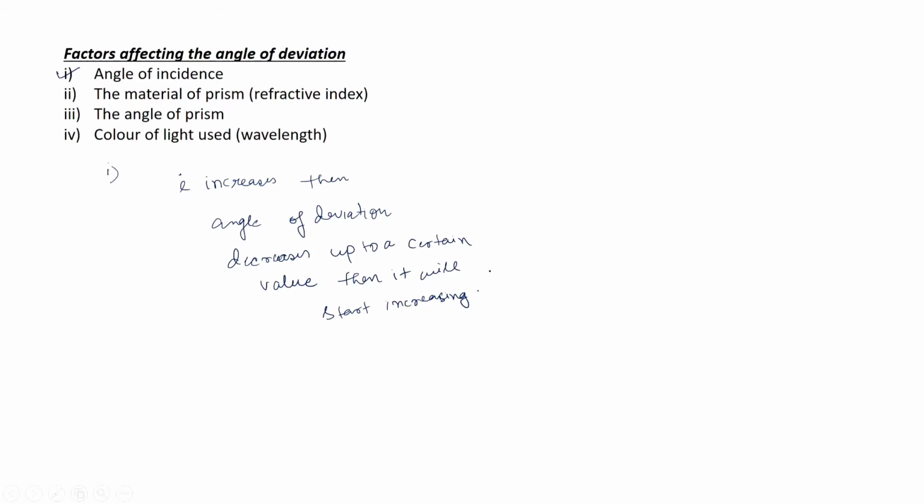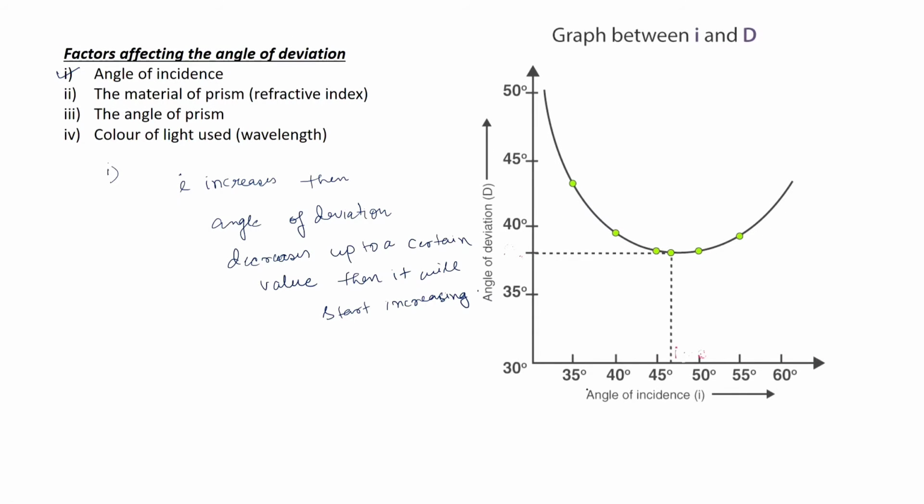Let me explain through this graph. Just look at this graph. This is a graph of I and delta. This one is angle of incidence and here it is angle of deviation. Let us first consider this point. If I draw a straight line from here and a straight line like this, when angle of incidence is 35 degrees, the angle of deviation is something like 44 degrees. When you consider this point and draw a straight line, when angle of incidence is 40 degrees, the angle of deviation is 40 degrees.